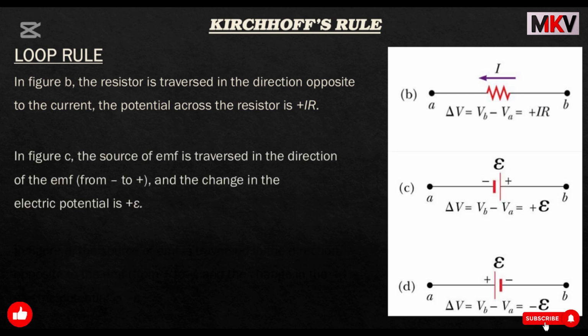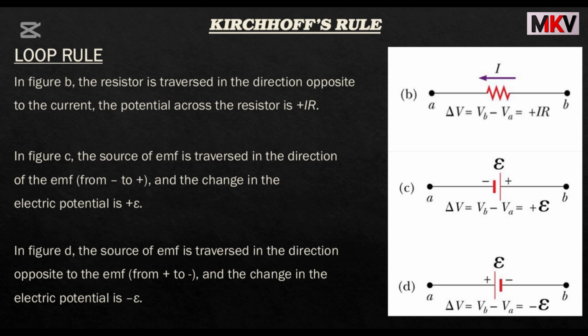Now in figure C, the source of EMF is traversed in the direction of the EMF. If we are moving from A to B and the direction of the source of EMF is from negative to positive, then the change in potential is positive.